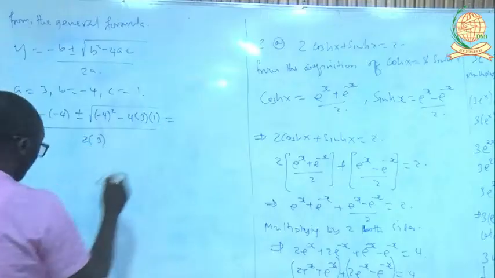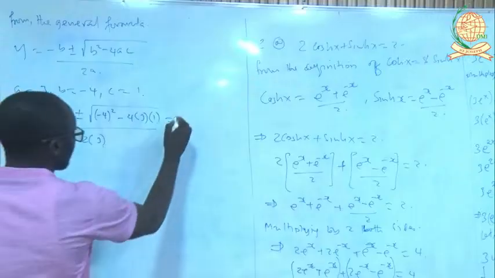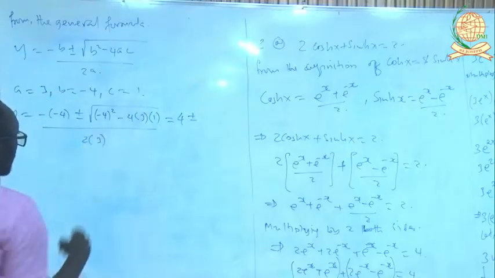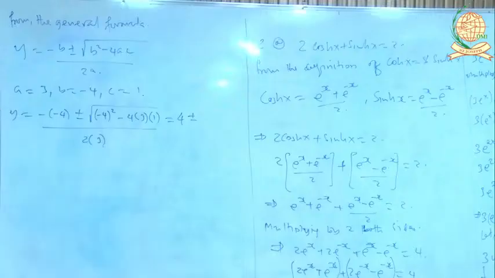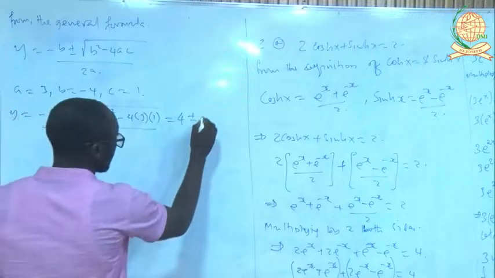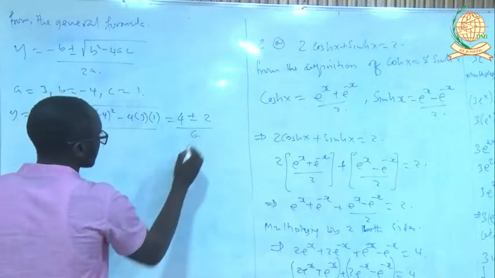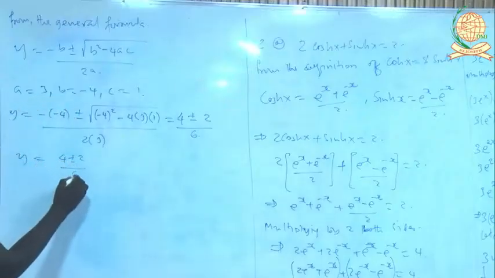So we're going to have, after simplification here, this is positive 4, negative times negative 4 is positive 4. So we're going to have 4 plus or minus the square root of 4 squared, which is 16, minus 4 times 3 times 1, which is 12. So we're going to have 16 minus 12, which is 4. And the square root of 4, we know it is 2. So out of 2 times 3, which is 6. So we're going to have 4 plus or minus 2 over 6.